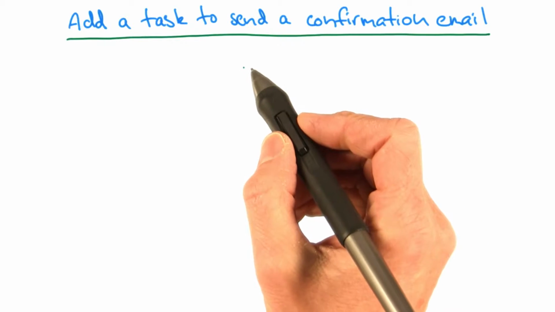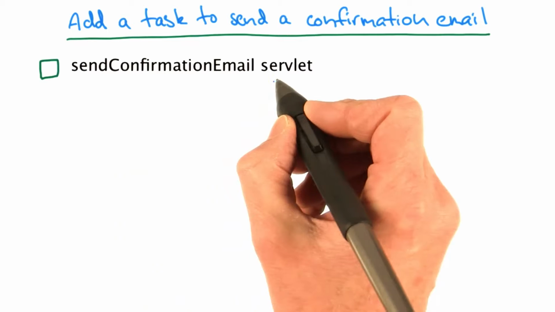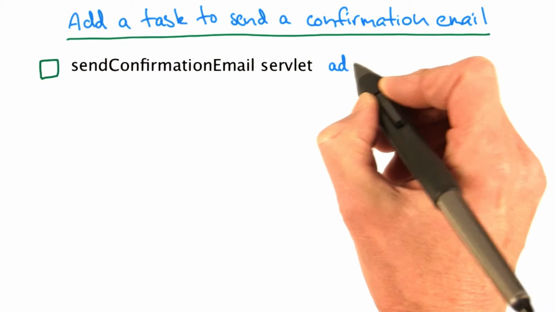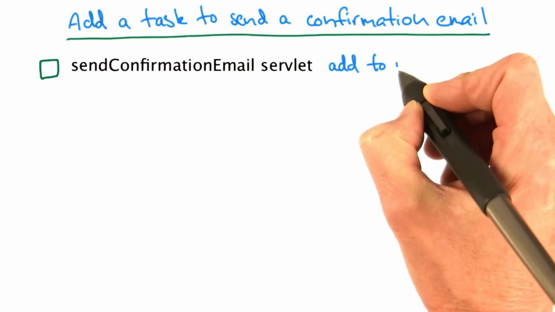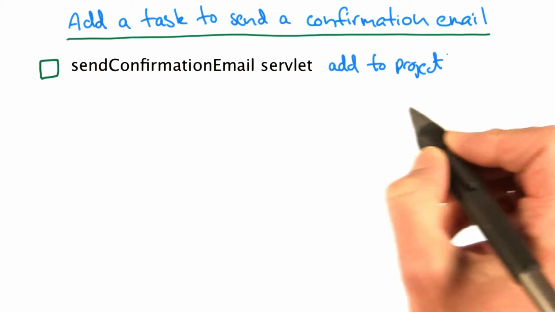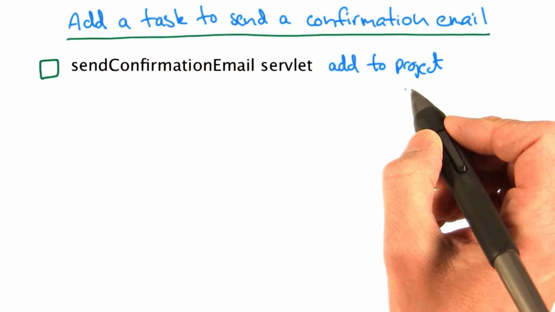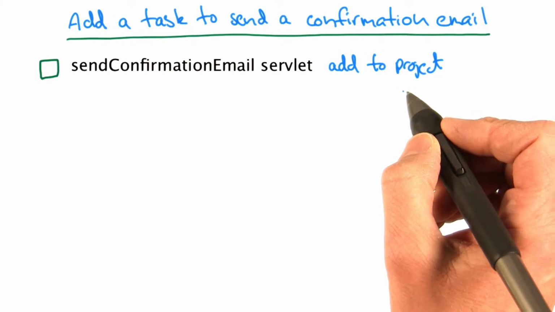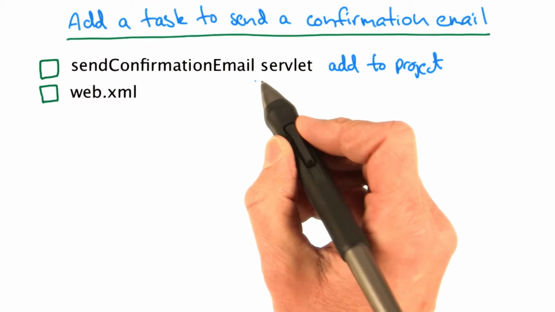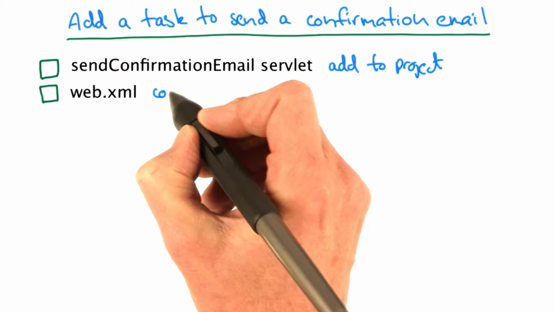So it's going to be your task to add a task to send a confirmation email. The first thing you need to do is add the send confirmation email servlet to your project, and it goes in the servlet package. You can get this servlet completely fully coded from the Lesson 5 folder, or you can write it yourself as you like. And then you need to make sure that you configure your send confirmation email servlet in web.xml.